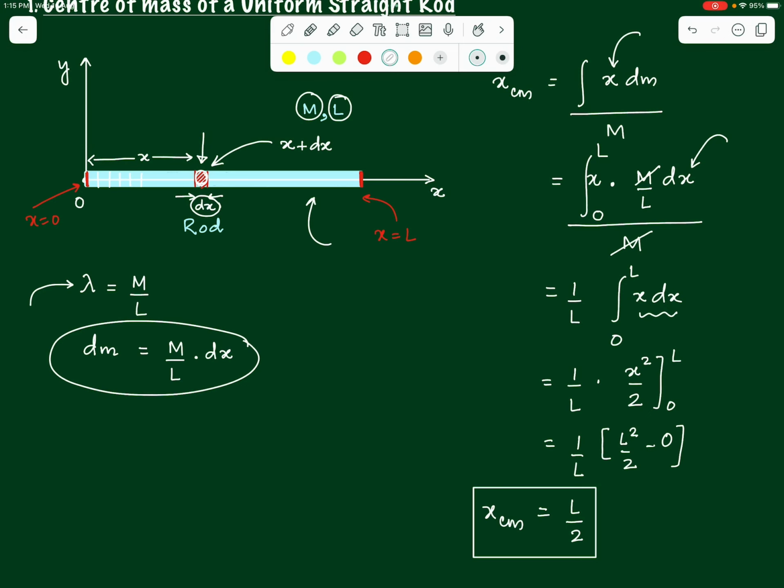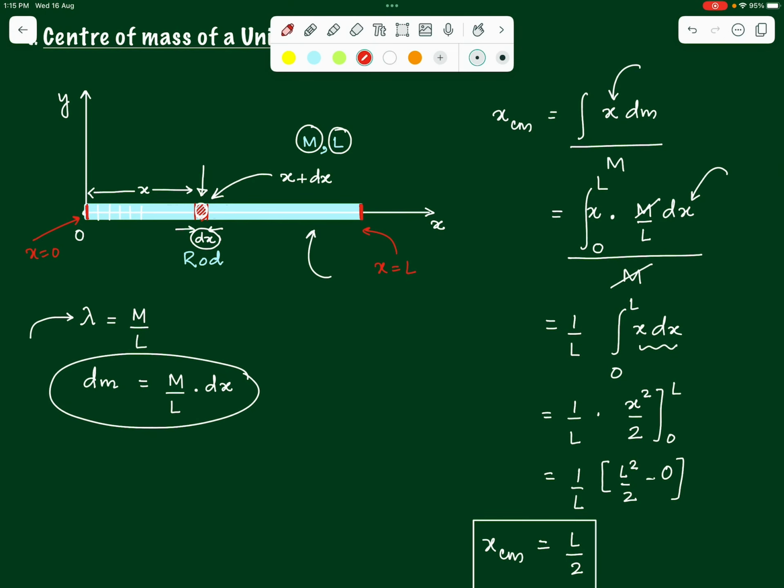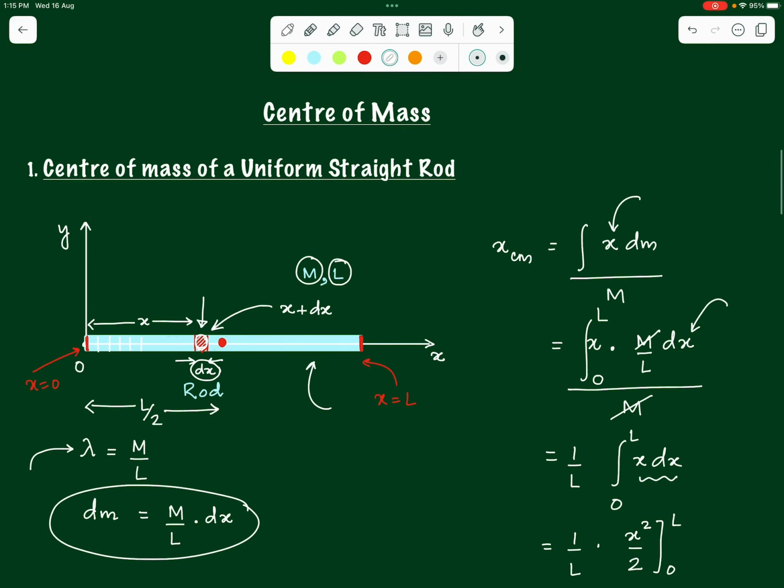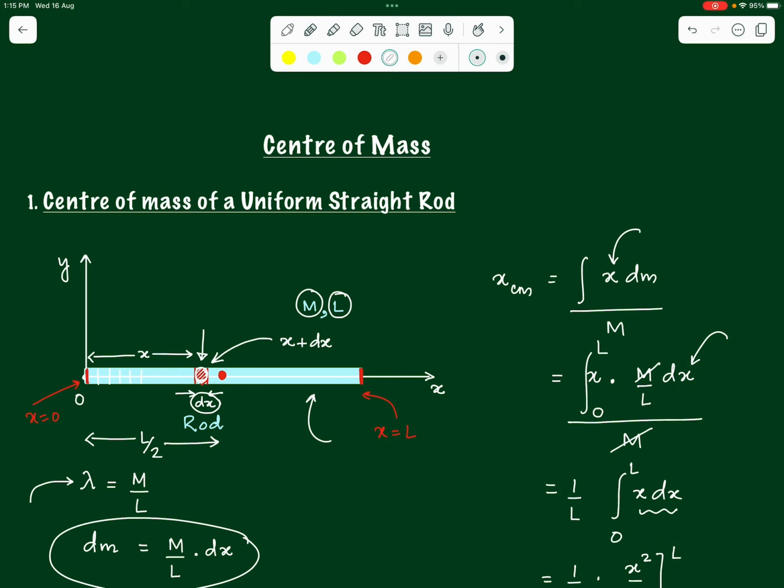What does this tell us? It tells us that the center of mass of this rod lies at a distance of L by 2 from the point x is equal to 0. Understand that this point, at distance L by 2, is a point which lies right at the middle of the rod. Were we expecting this result as well? Do we understand that if the mass is uniformly distributed over the rod, it is natural that its center of mass should lie in the middle of the rod, isn't it? So we were anticipating this result actually, and mathematics is giving us the same result.